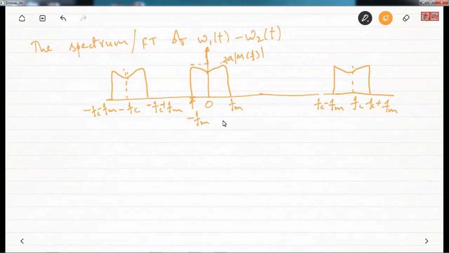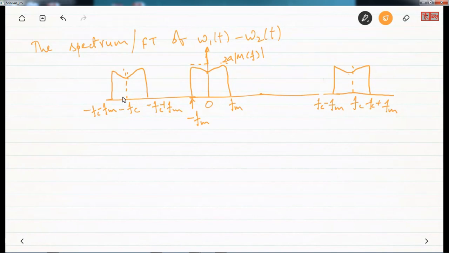But what do we want? We don't want this central signal. We don't want this signal, right? And we want only these two signals. See, my diagram is not very accurate. The distance of fc from 0 to fc should be same as 0 to minus fc. So you please draw proper diagrams. I'm not that good at drawing diagrams.